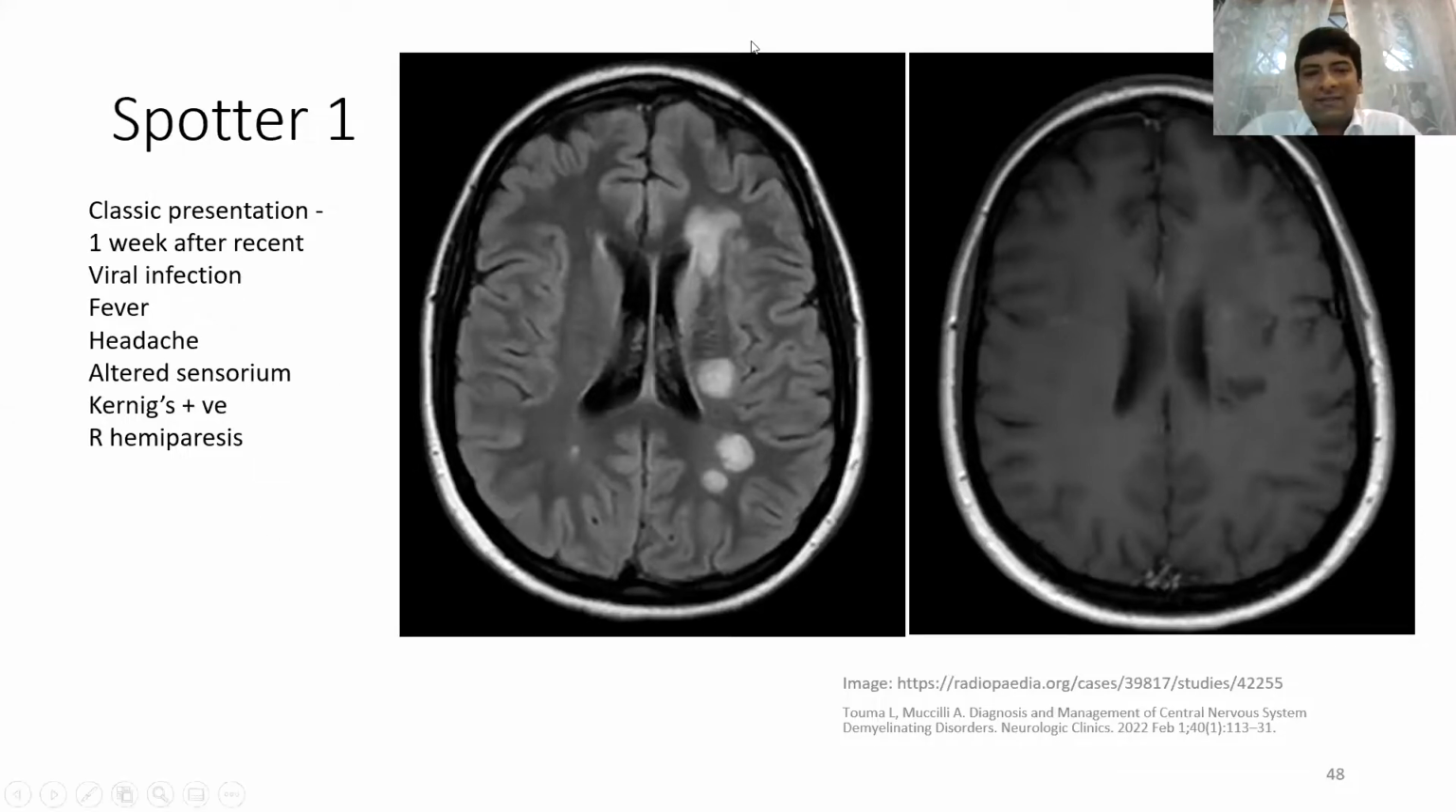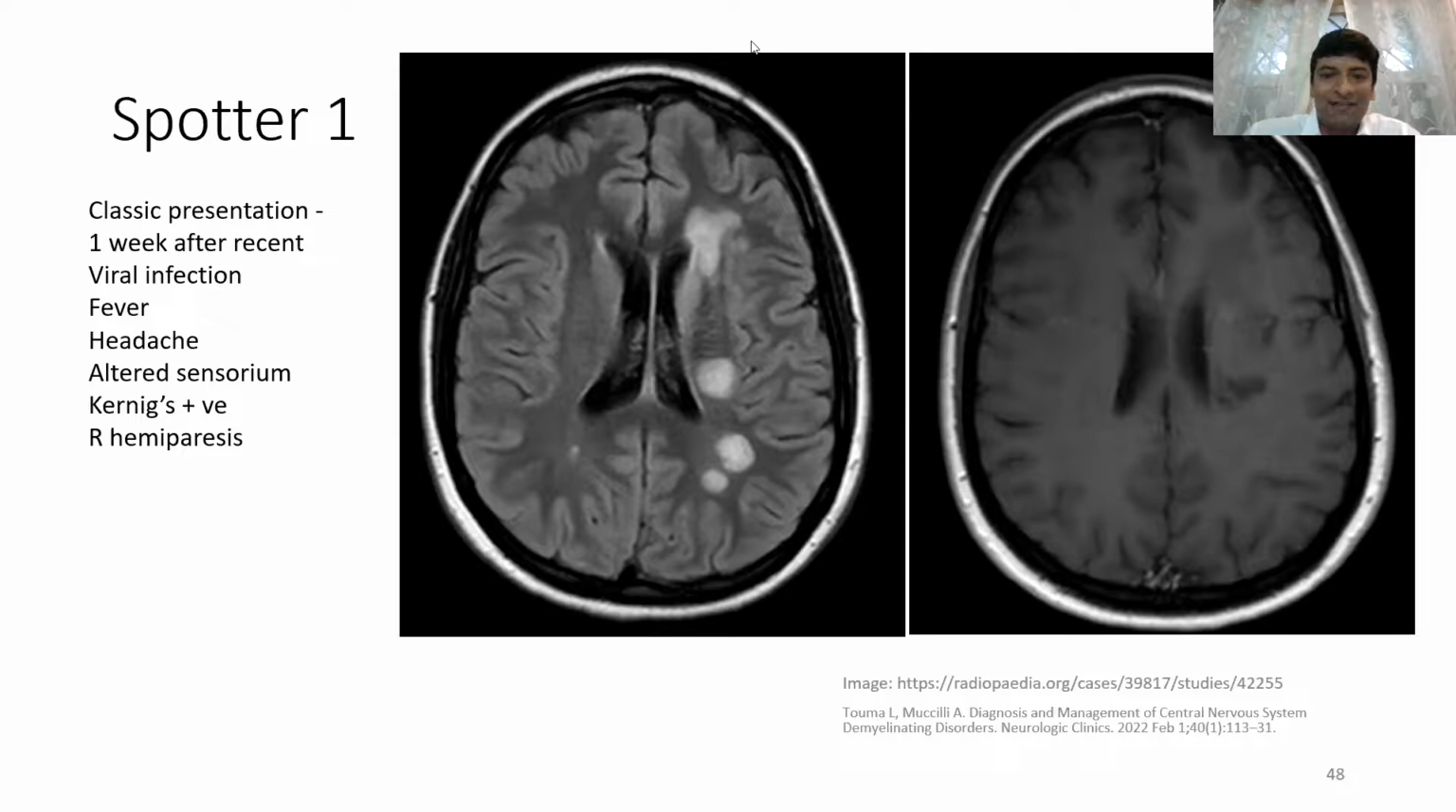So this is a classic presentation. 1 week after a recent viral infection, the patient had fever, headache, altered sensorium, was found to have meningeal signs and right hemiparesis. So what do you think this patient has? Okay. Yeah, that's right. Okay, so the diagnosis is ADEM. And why did you say so? So I'll tell you. Excellent.